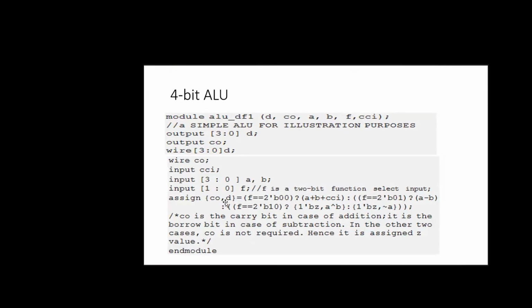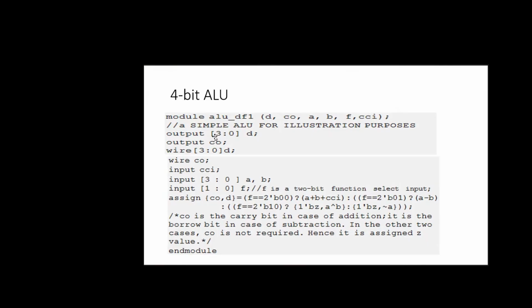Let us see one more program written in data flow modeling, for a 4-bit ALU. ALU is nothing but the arithmetic and logical unit, which performs arithmetic operations as well as logical operations. The module name is ALU_DF1. Within the parentheses, the outputs are followed by the inputs. The outputs are B, which is the output, and C0, which is the output. A is the input, B is the input, F is the selector input, and CCI is also an input.